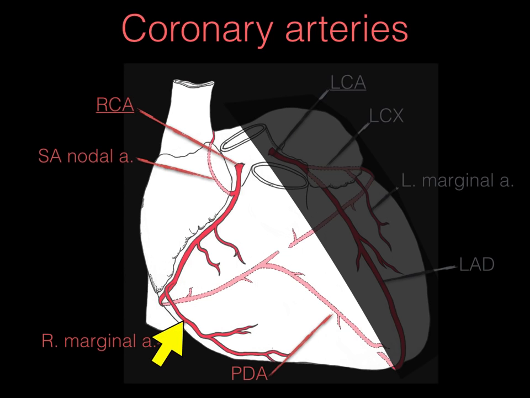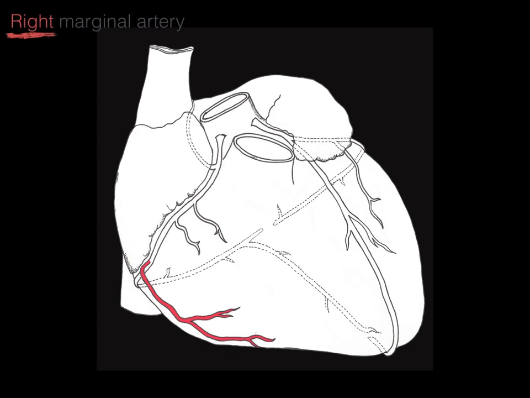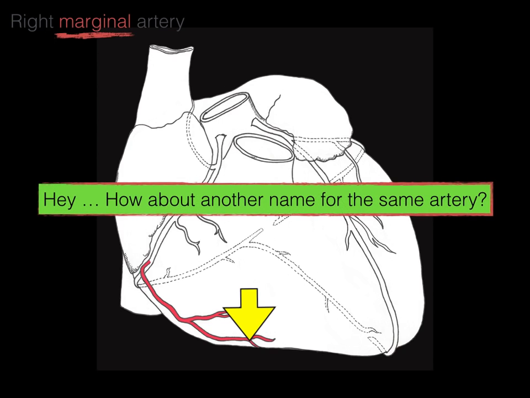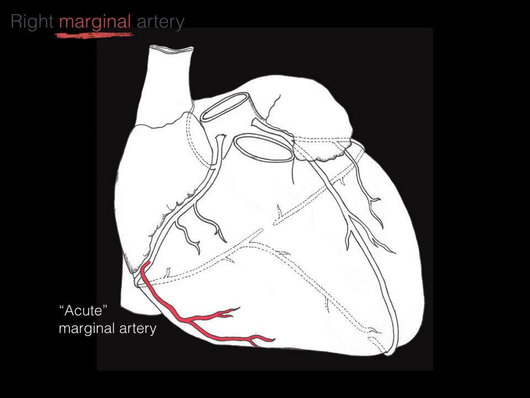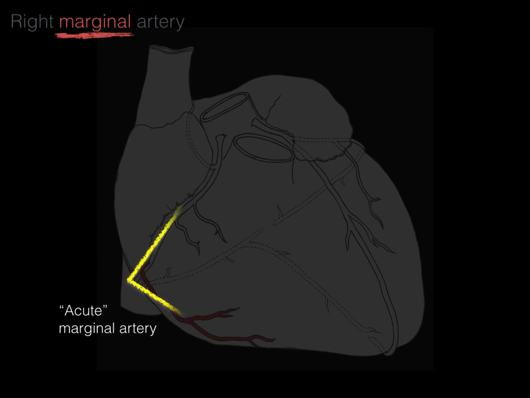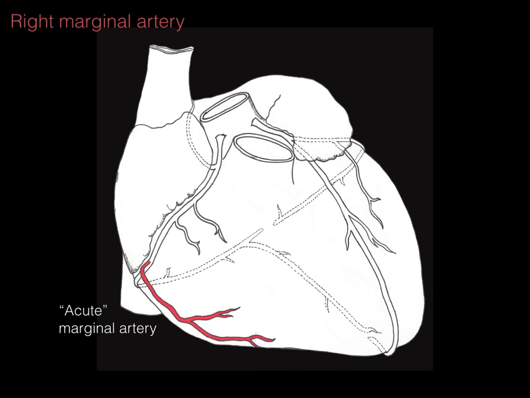Next one is the right marginal artery. The right marginal artery gets its name because it's right. It comes from the right coronary artery and it comes from the right side of the heart. Marginal because it courses all along that right margin of the heart. How about another name for the same artery? Well, we also call it the acute marginal artery, because when you look at the angle between the coronary sulcus and that border of the heart, it forms an acute angle, which is less than 90 degrees. Hence, right marginal artery and acute marginal artery are synonymous.